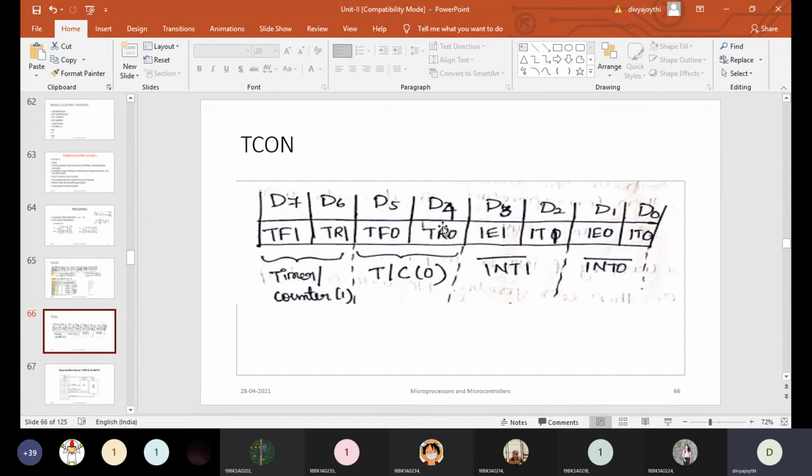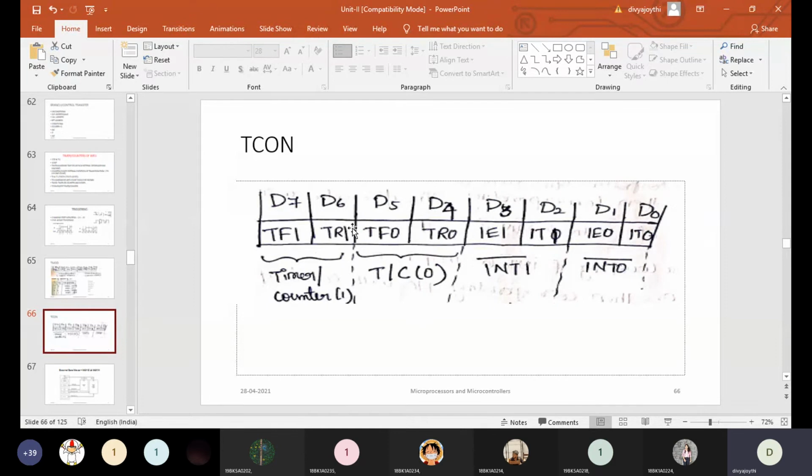Moving on to the higher nibble, here we have TR0 and TR1. They are nothing but timer run bits. TR means timer run bit. If TR0 and TR1 are 1, that indicates that the timer is in on mode. If TR0 and TR1 are 0, that indicates that the timer is in off mode.